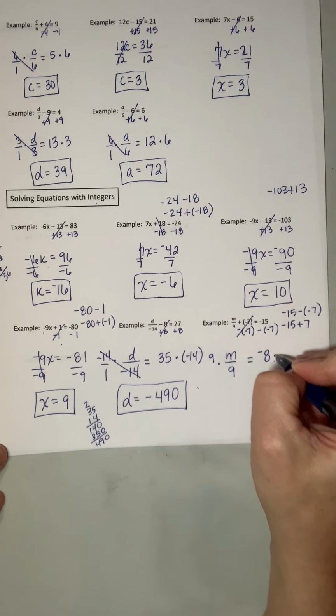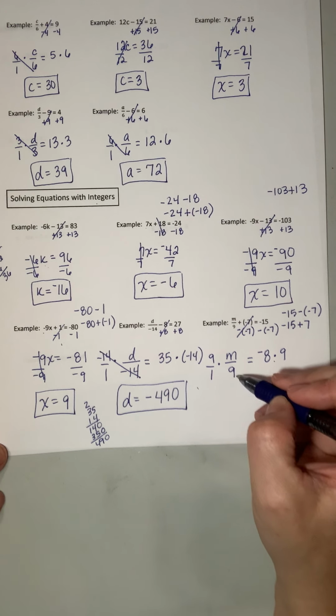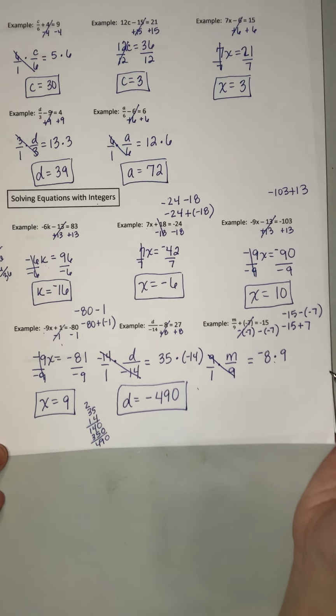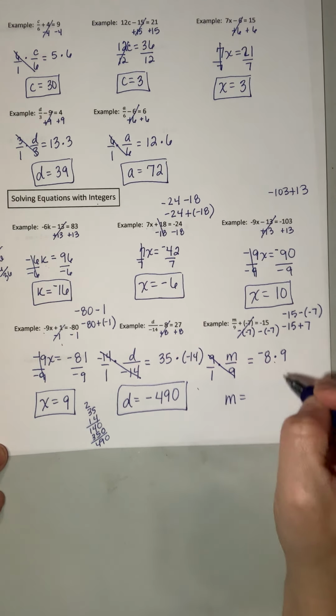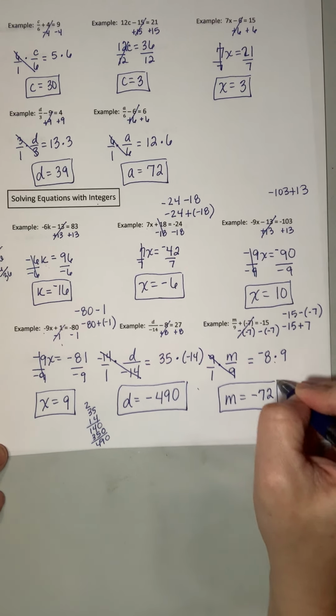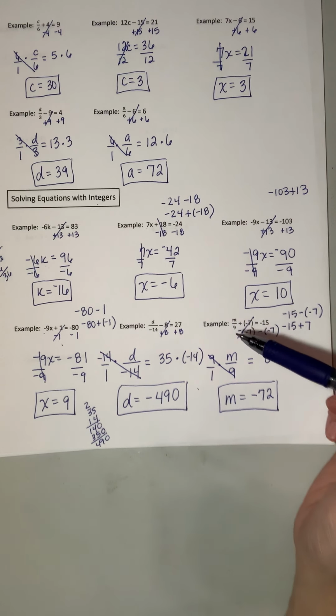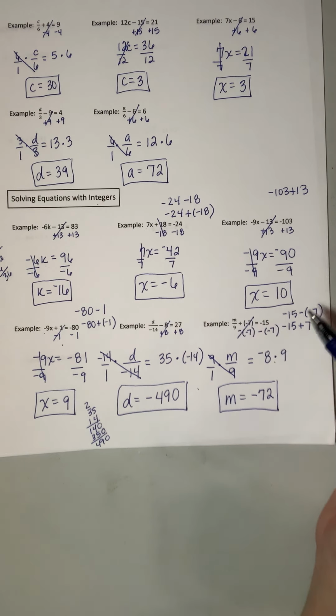Multiply by 9, because this is division and the opposite of divide is multiply, so multiply. Left with m. Negative 8 times 9 is negative 72. Again, all of your answers on the worksheet will be whole numbers, positive or negative whole numbers.